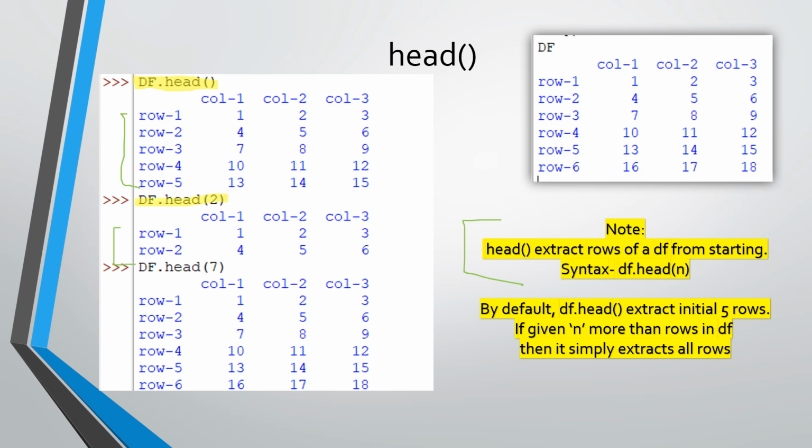Now, if I define a number more than the rows, there are 6 rows, but if I write 7 in the brackets, it is returning the whole data frame. So writing a number more than the given rows returns the whole data frame rather than giving an error. So by default df.head extracts the initial 5 rows. If given n more than the rows in df, then it simply extracts all the rows. You are now familiar with the syntax also.